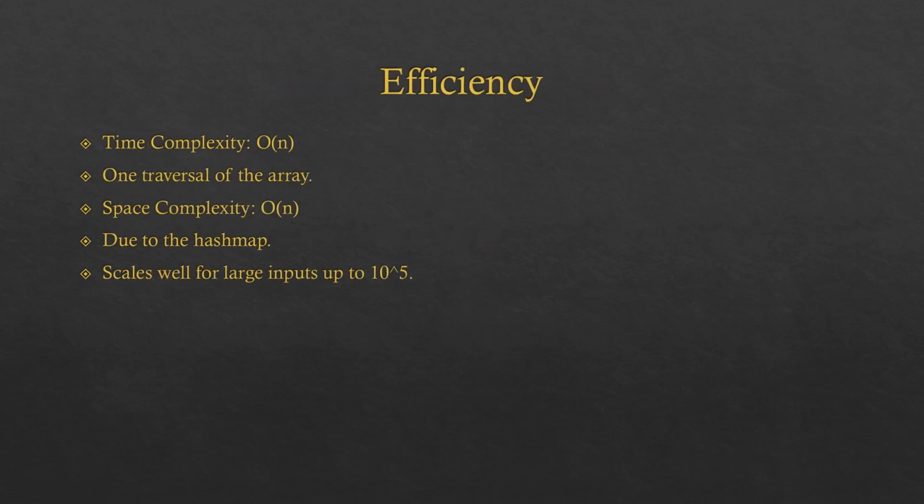Now let's discuss the efficiency of the algorithm. The time complexity is big O of n, where n is the size of the input array. This is because we traverse the array once. The space complexity is also big O of n due to the hash map used to store the prefix sums. This solution scales well even for large input sizes up to 1 lakh elements.